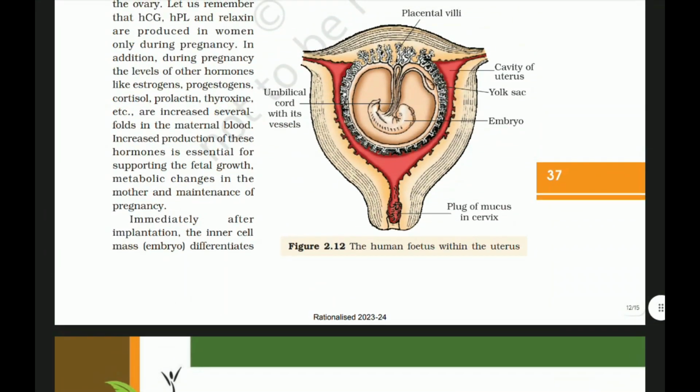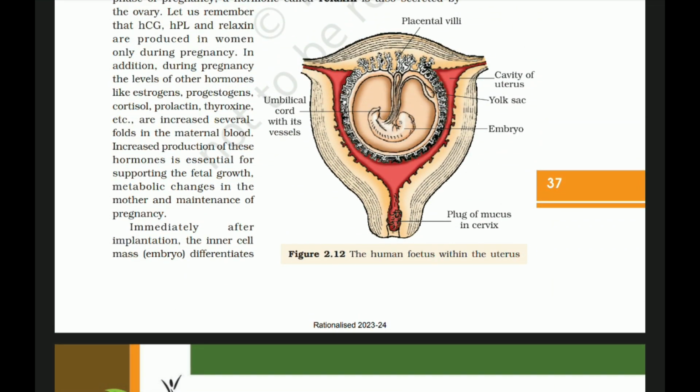Figure 2.12, the human fetus within the uterus. Plug of mucus in cervix, embryo, yolk sac, cavity of uterus, placental villi, umbilical cord with its vessels.